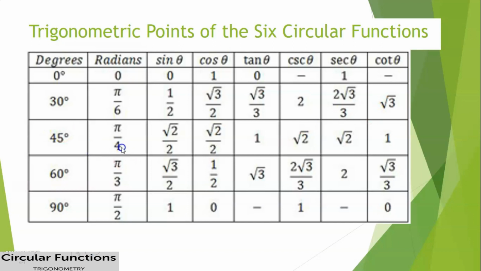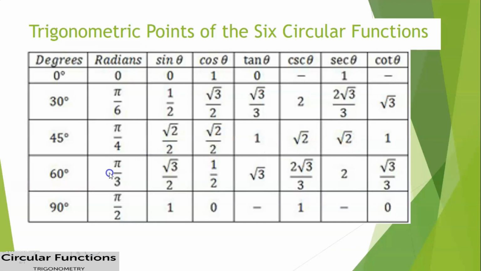So the same thing for pi over 4, or that's 45 degrees. So we will get this. Sine and cosine will have the same value. Tangent and cotangent will have the same value. And secant and cosecant will have the same values as well, which is square root of 2.